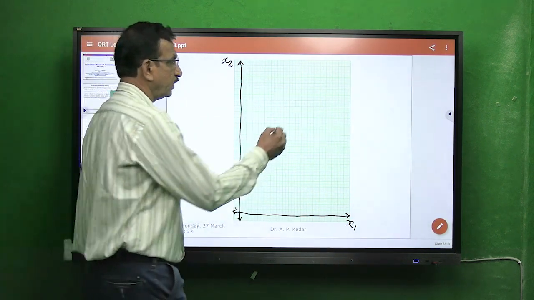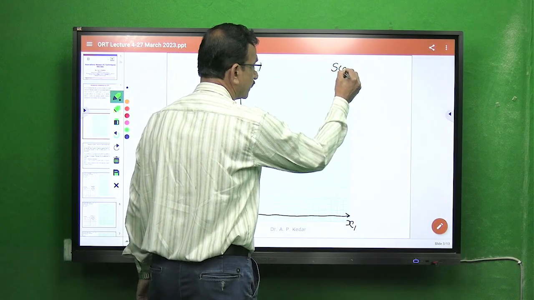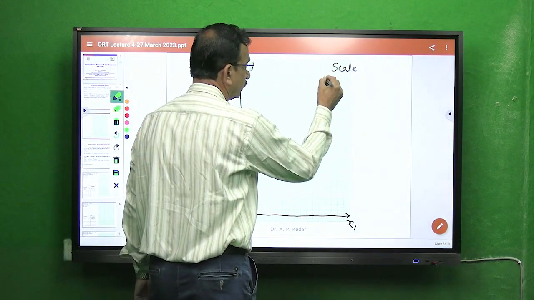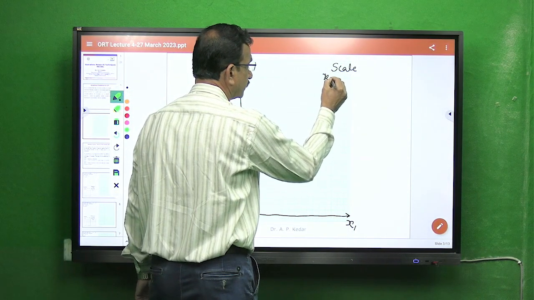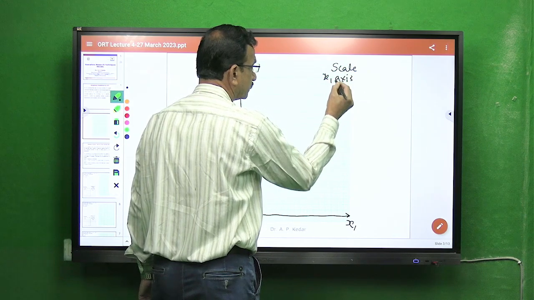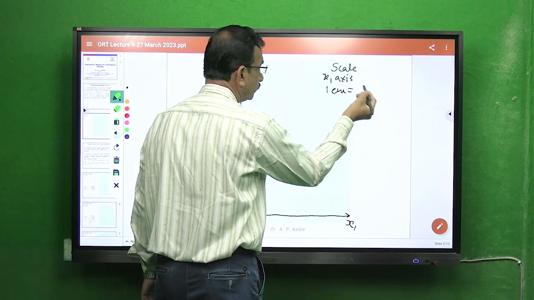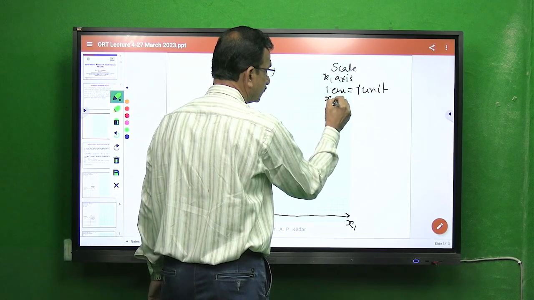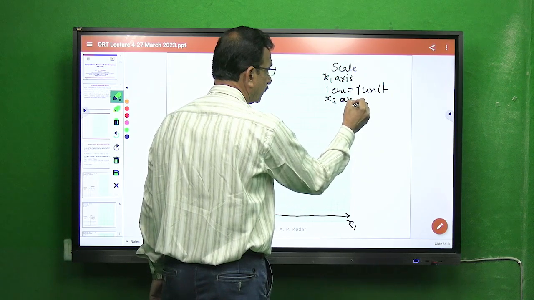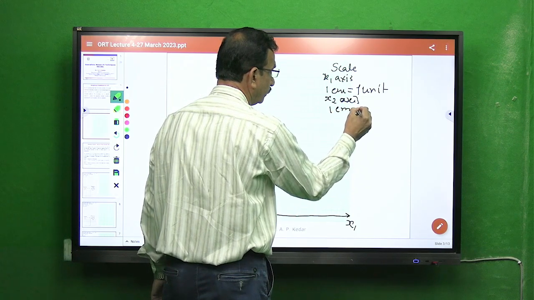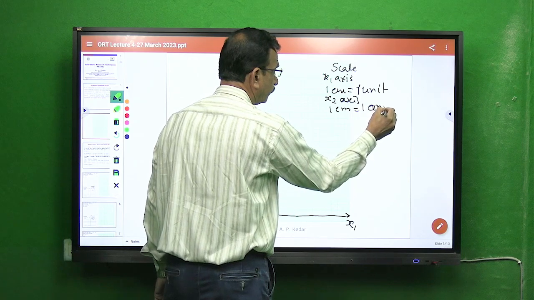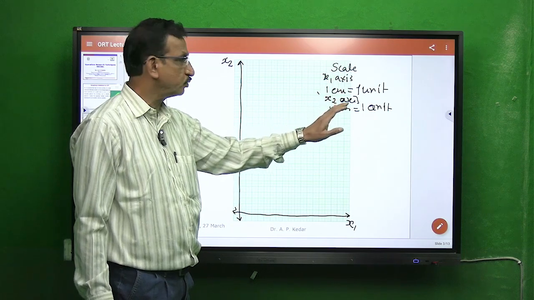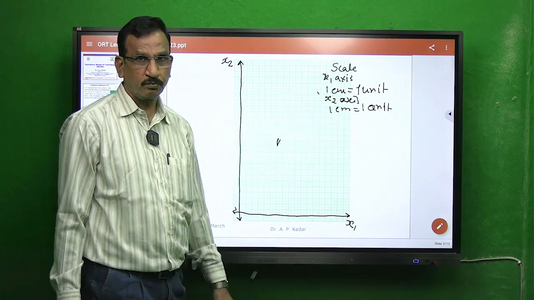So definitely, while solving a problem we have to assume some scale. Suppose on the x1 axis we have to mention the scale, that is 1 centimeter is equal to suppose 1 unit, as the case may be, and on the x2 axis again 1 centimeter is equal to suppose 1 unit. If it is the same on both axes, I can simply write the scale on both x1 and x2 axes as 1 centimeter is equal to 1 unit.